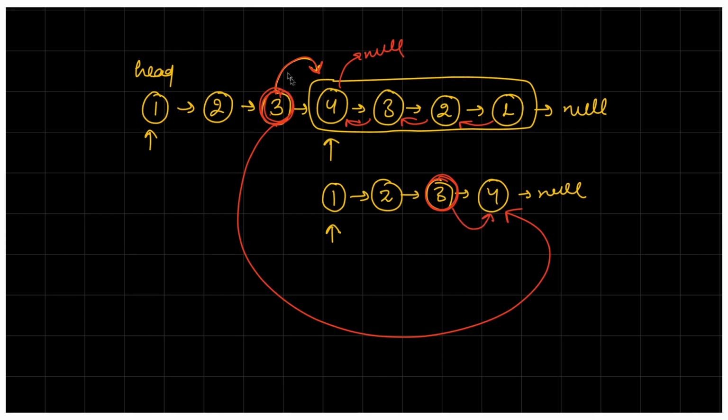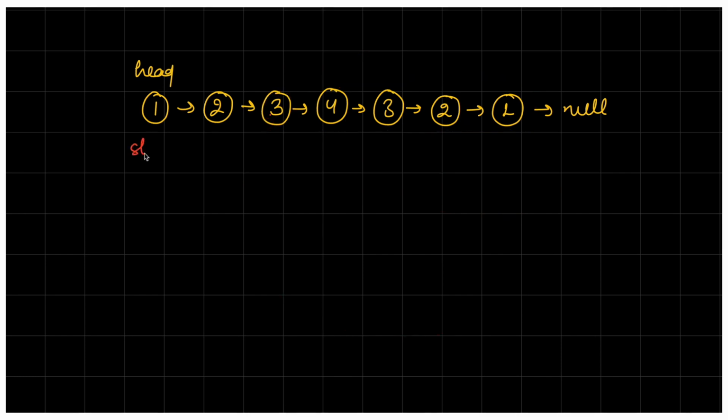Let me just explain what I'm trying to say. Let's take two different pointers, one slow and one fast. Slow moves one step and fast moves two steps. Again, slow moves one step, fast moves two steps. Once again, slow moves one step, fast moves two steps.